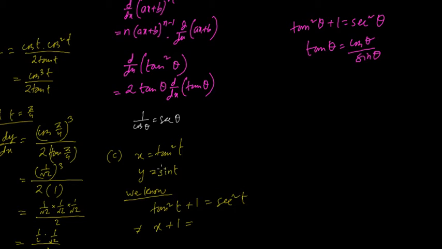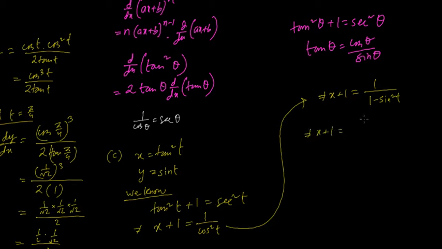Now we have sine t. Sec squared t is 1 by cos squared t, the reciprocal of cos. So we can write x plus 1 equals 1 by cos squared t, and cos squared t is 1 minus sine squared t. Another identity we are using here, so we can write x plus 1 equals 1 by 1 minus sine squared t. We know sine t is y, so sine squared t is y squared. So that's what we got.